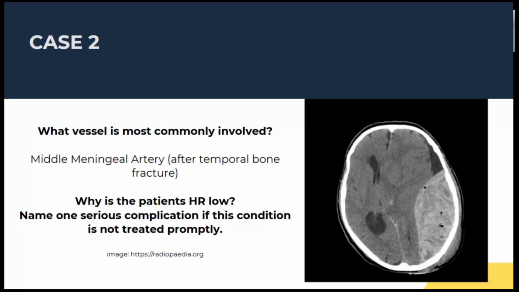Okay, a bit more of a complex question. Why is the patient's heart rate low? The patient's heart rate is 58, which is slightly on the bradycardic side. And after that, can we name a complication of an epidural hematoma if it's not treated promptly?